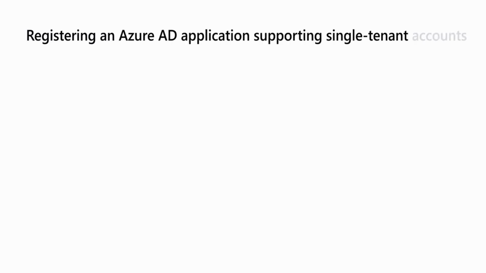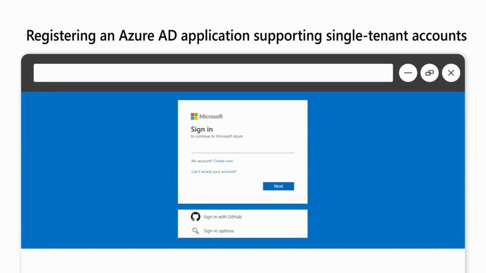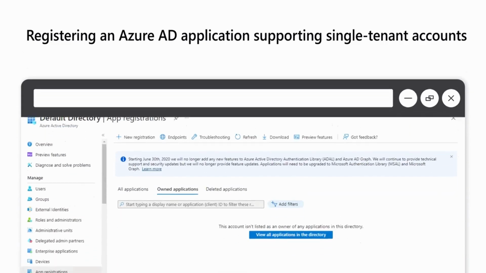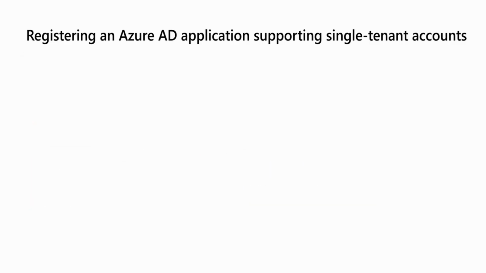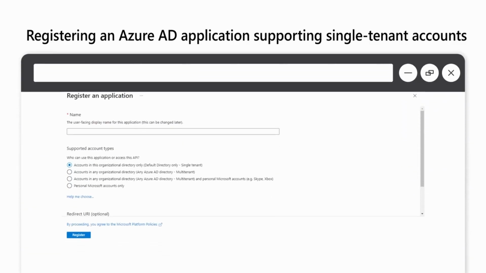To register an Azure AD application supporting single-tenant accounts, first sign into the Microsoft Azure portal. Then navigate to App Registrations in Azure Active Directory and select New Registration. On the Register an Application page, in the name box, enter the user-facing display name for your application. Note that this is a mandatory field but can be changed later. Next, under Supported Account Types, select who can use this app or access this API. We're creating a single-tenant app, so we'll select accounts in this organizational directory only, default directory only, single-tenant. Then select Register to create the application.